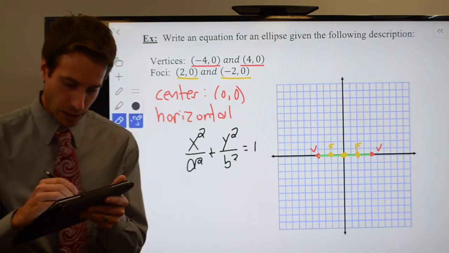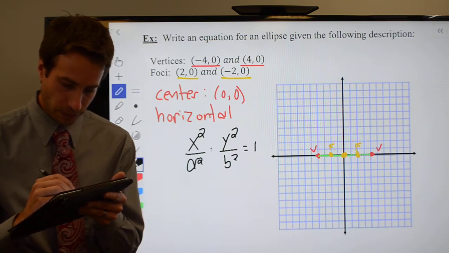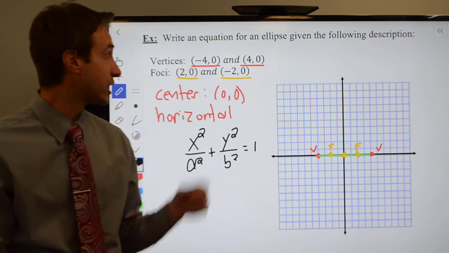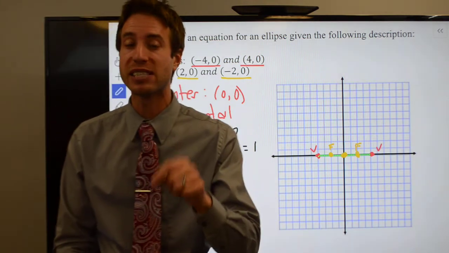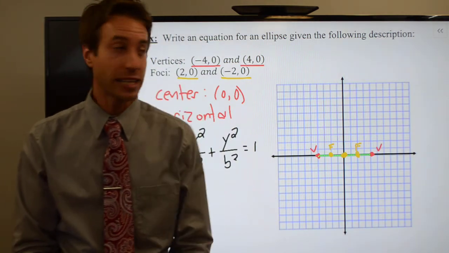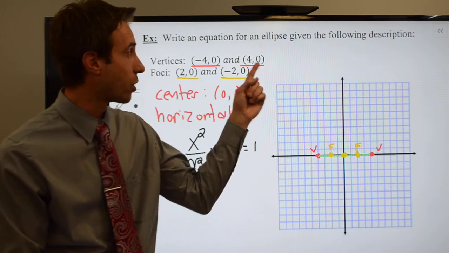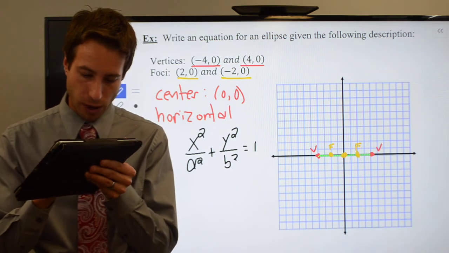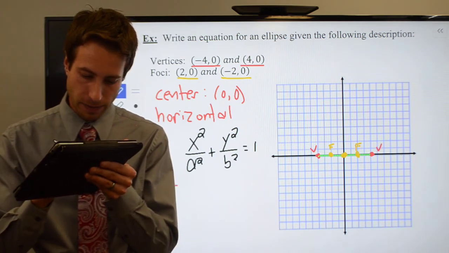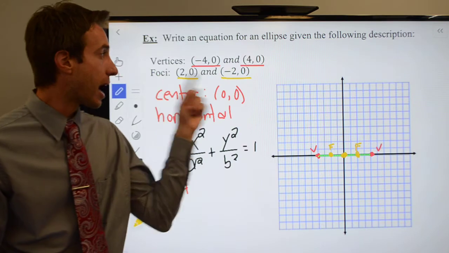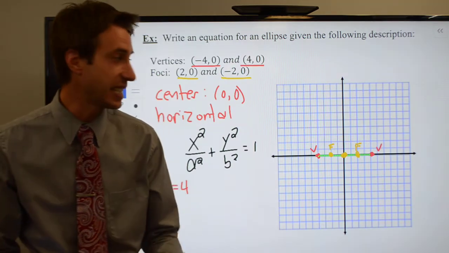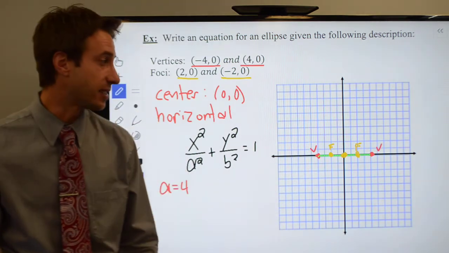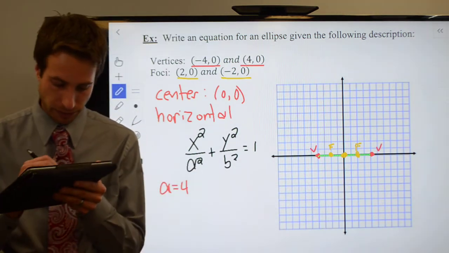All right. Well, let's go ahead and see how this goes. Again, we just looked at this. We know that the vertices are represented by A, right? So since I have a vertex at 4, 0, that means that A has to be equal to 4. And since the foci are represented by the value of C, the distance from the center to the foci is C, that means that C is 2.